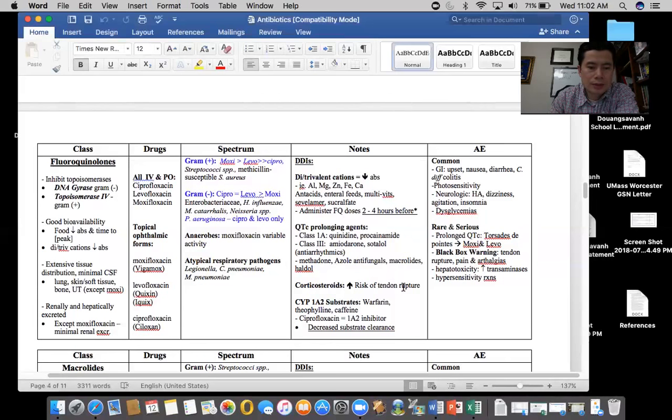And it looks like you have a decreased substrate clearance from ciprofloxacin with the CYP1A2 inhibitors. And then common side effects: you get upset stomach, GI, headache, dizziness, insomnia. And like I said, with the QTc prolongation, hopefully you don't get to the point of torsades de pointes, especially with the moxifloxacin and levofloxacin. So basically, it's a black box warning about tendon ruptures and pain in your joints and in your bones. Hepatic toxicity is increased because transaminases are increased.